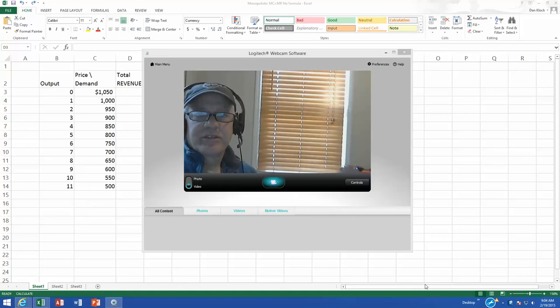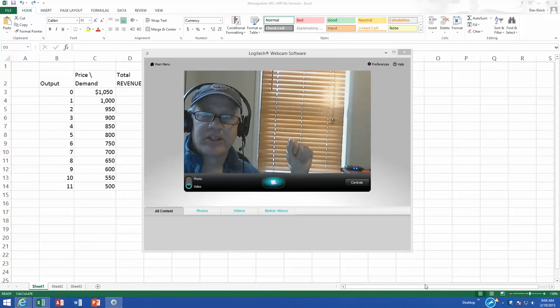Excel file. It's a very simple file to do. I'll put it in Blackboard in coursework. And I also want to go over the My Econ Lab.